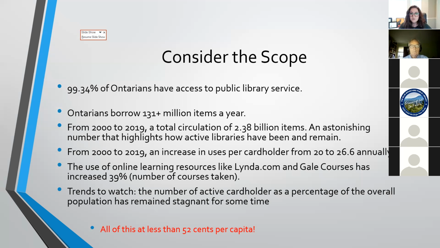One of the things I wanted to mention was a trend to watch, which is the number of active cardholders as a percentage overall in the population has remained stagnant for some time. So this is even though the population of Ontario has grown significantly. So this tells us that maybe we need to focus our efforts to remain robust and increase future impacts, because if our number of cardholders isn't growing, it can paint a different kind of picture of where we can focus our advocacy and maybe our outreach and marketing.